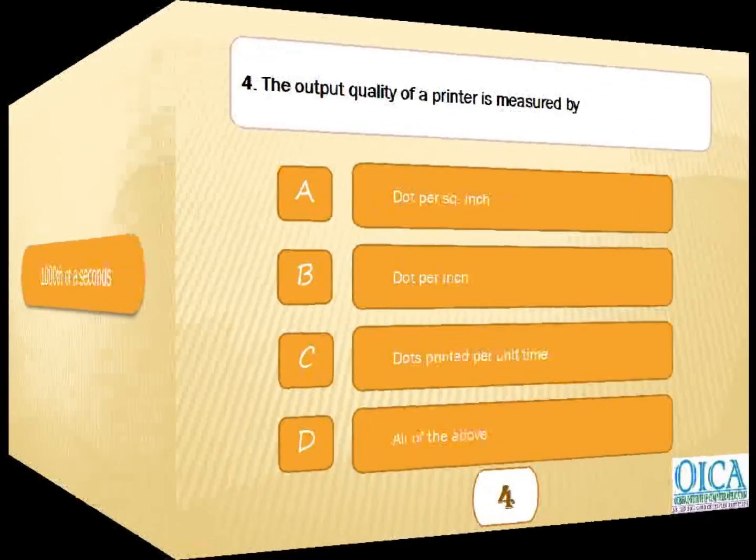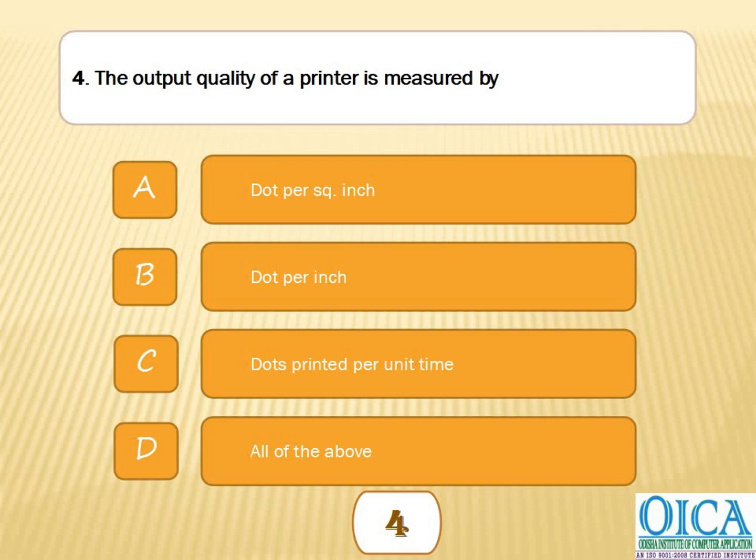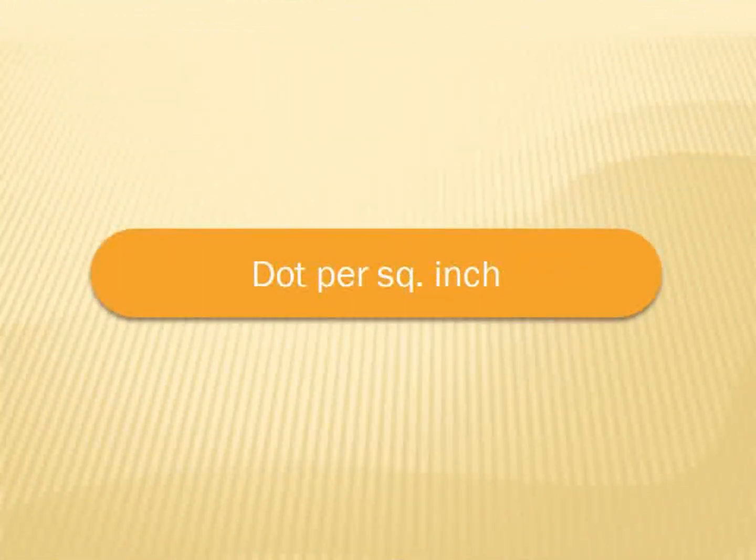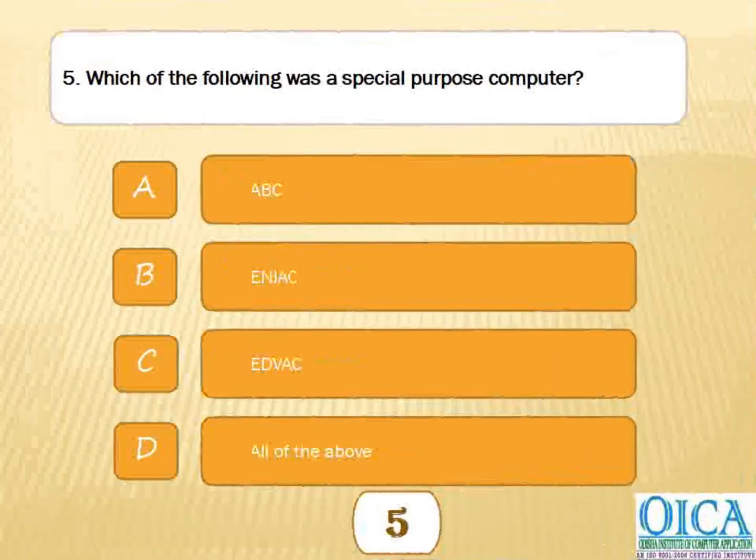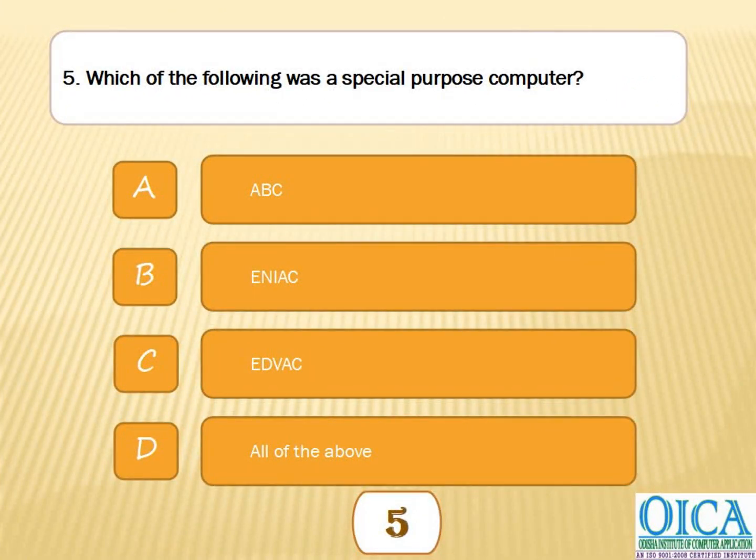Next, the output quality of a printer is measured by: A. Dot per square inch, B. Dot per inch, C. Dot printed per unit time, D. All of the above. The answer is A. Dot per square inch.